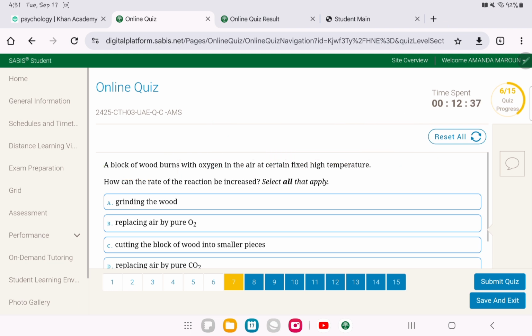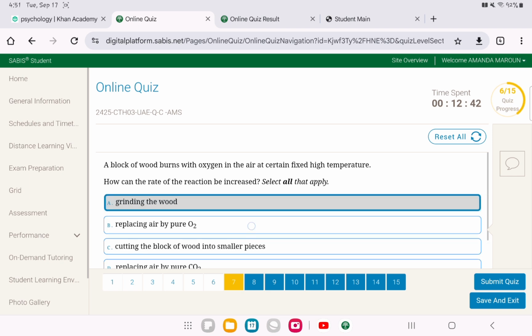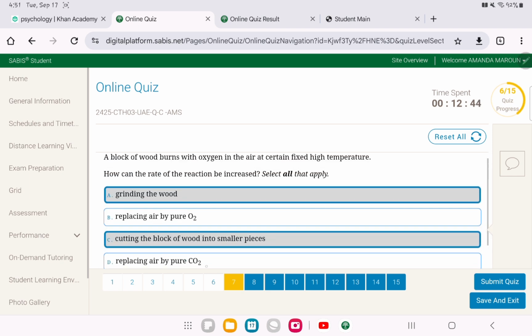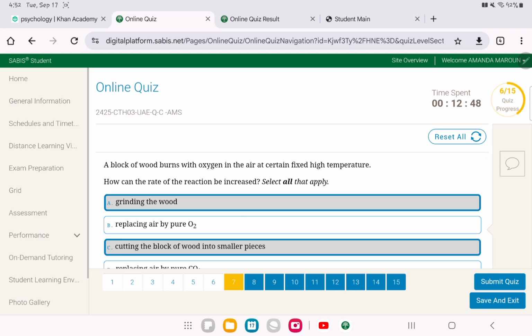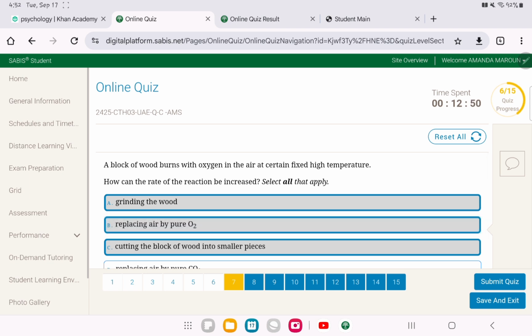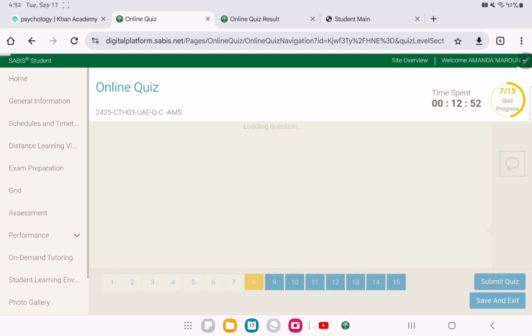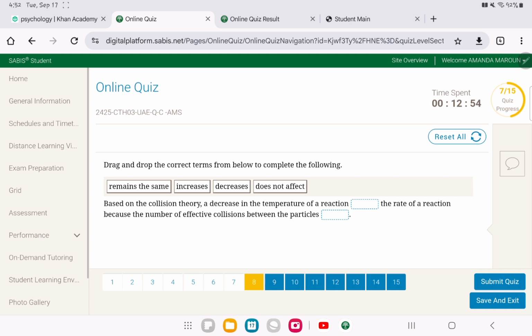So how can the rate of reaction be increased? By increasing the surface area. We grind the wood and we cut the block of wood into smaller pieces, and it burns with oxygen, so we replace the air by pure O2. Question number 8. Based on the collision theory, a decrease in temperature of a reaction decreases the rate of a reaction because the number of effective collisions between the particles decreases.